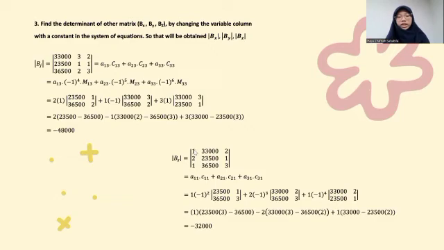So we eliminate the first row and first column for minor 1,1, and we eliminate the second row and first column for minor 2,1, and the third row and first column for minor 3,1. And we find the determinant same as before. So we can calculate this, and it equals minus 32,000.